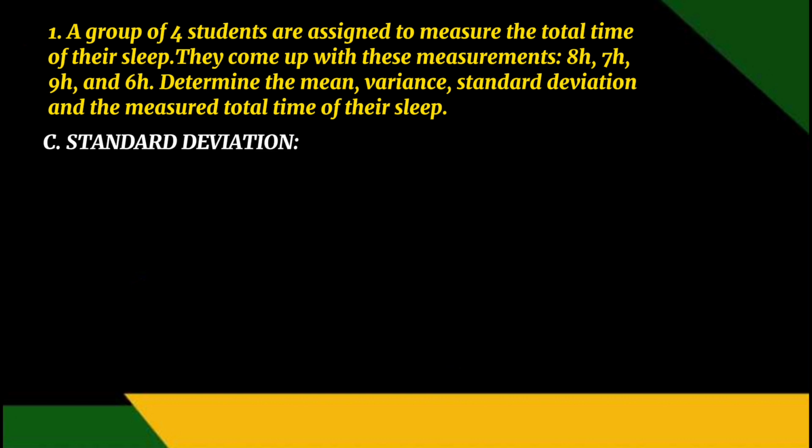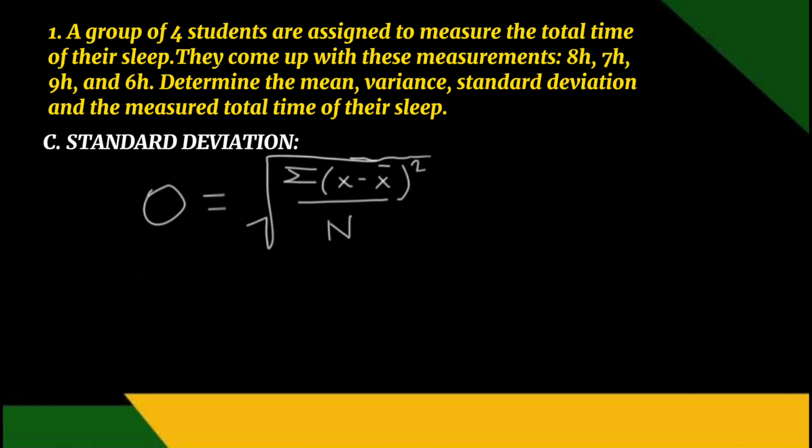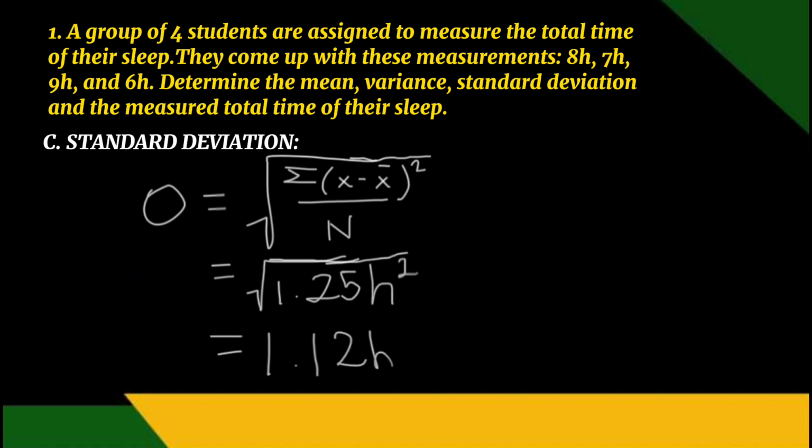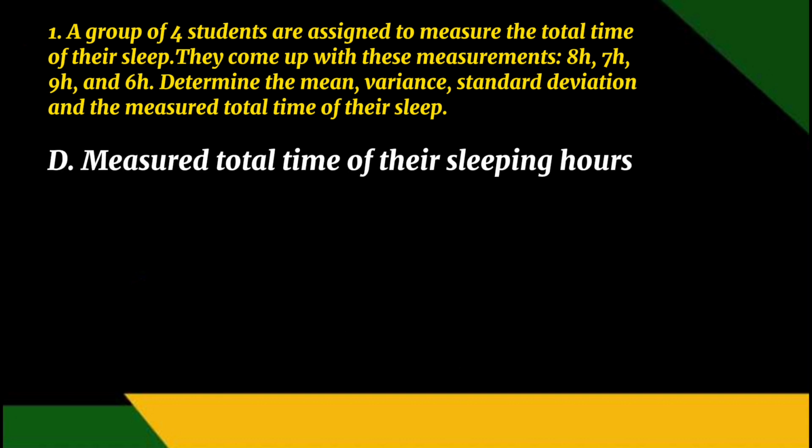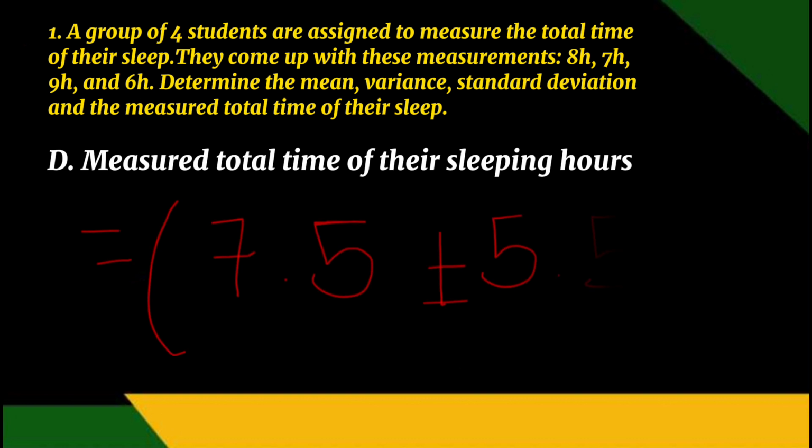Now let's get its standard deviation, and this is the formula for standard deviation. To get the standard deviation, we will just take the square root of the variance, which is 1.25 hours squared, and our answer would be 1.12 hours. Then we will round it, and it will become 1.1 hours. Our measured total time of their sleeping hours will be 7.5 hours with an uncertainty of 1.1 hours.